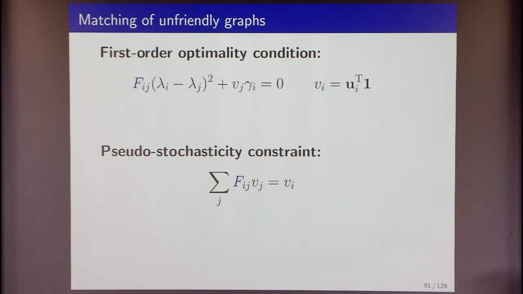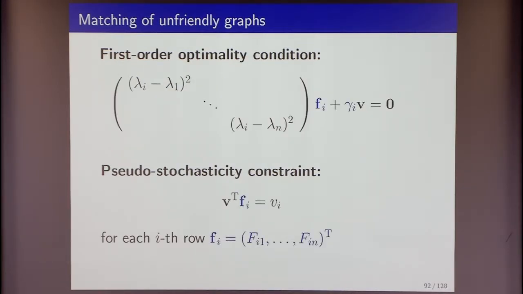So I can split these equations into a system of equations for each row of F. Let's call it f_i, this vector of n elements. So for each i I have n such systems, each system containing n plus 1 variables and n plus 1 equations, and some equations might be linearly dependent. Okay, so I have n plus 1 equations and n plus 1 variables.